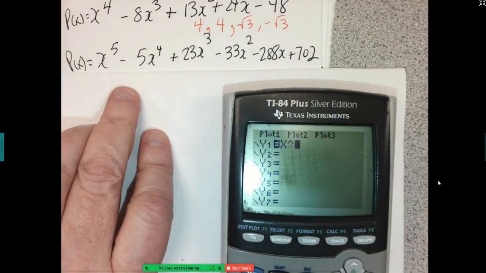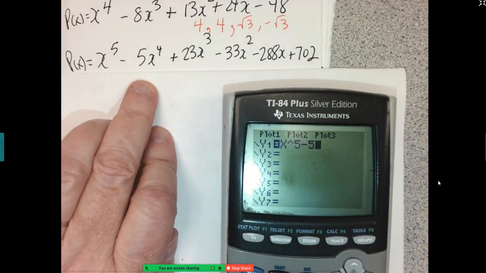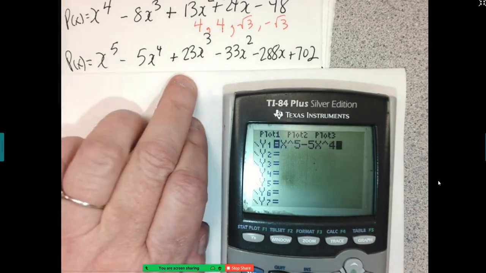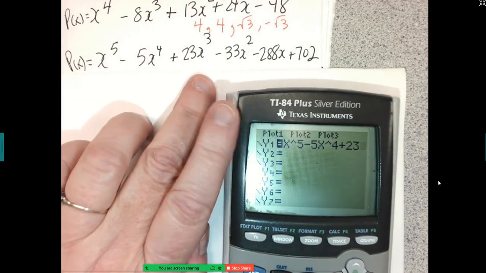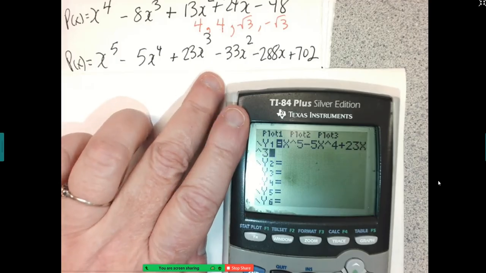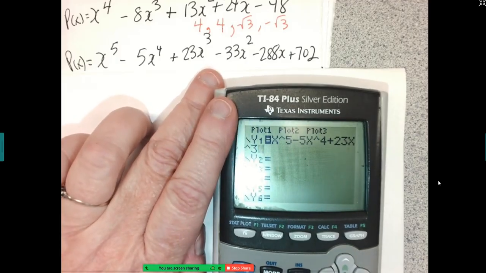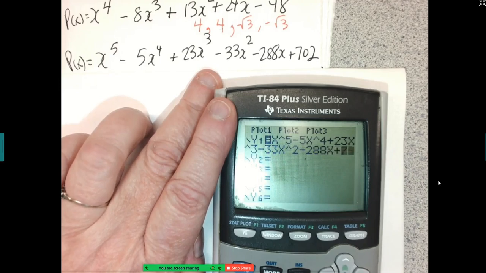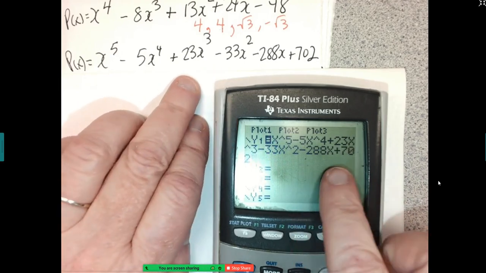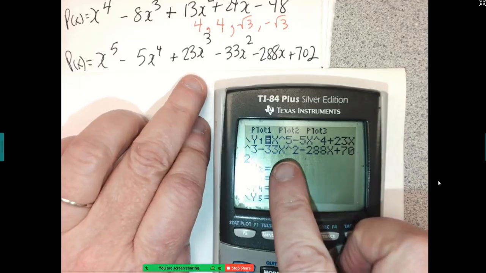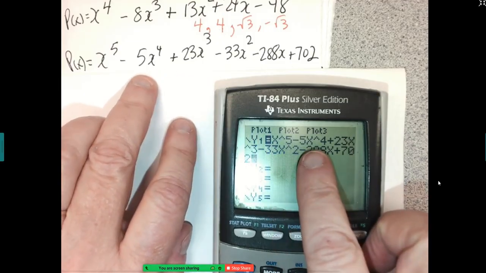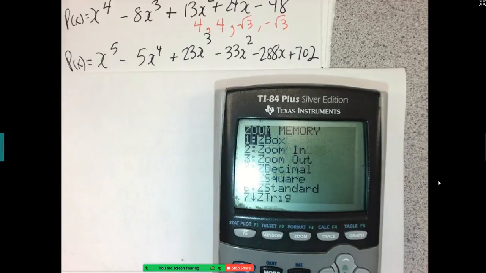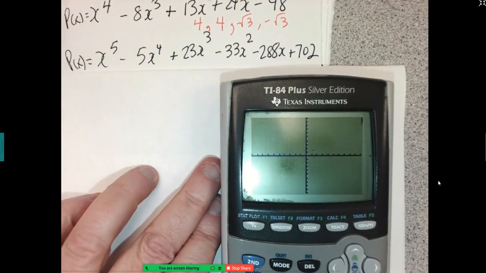So x to the 5th minus 5x to the 4th plus 23x cubed minus 33x squared minus 288x plus 702. Okay, I really need to check that, make sure I didn't make a mistake. Now I'm going to do a zoom 6 and hope that I can see these.